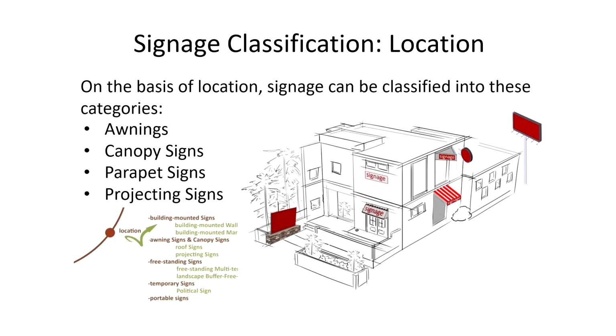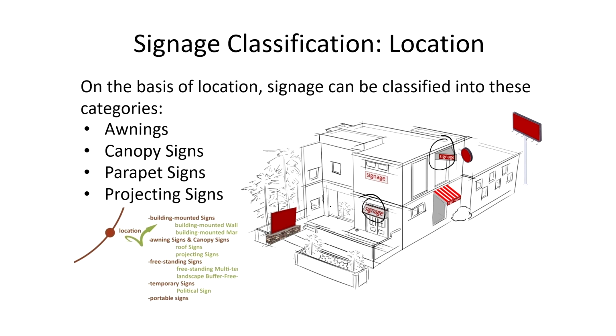Now, let's go to our next classification, which is based on the locations. On the basis of the locations, you can see how these signages have been located in this building. You can see the awning signage, which extends from the building above the door and provides shelter, often featuring different shapes, which is this one or even this one.